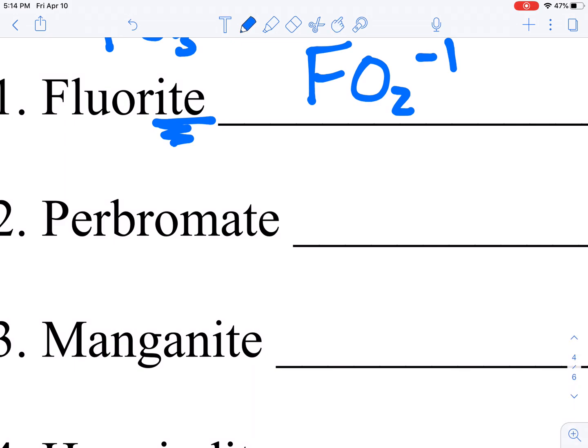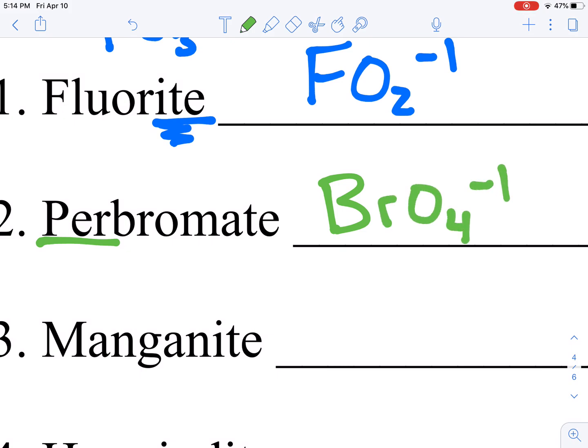Perbromate has this prefix per. What does that mean? Well, we've added an oxygen. Bromate by itself is BrO3 -1, so perbromate must be BrO4 -1.